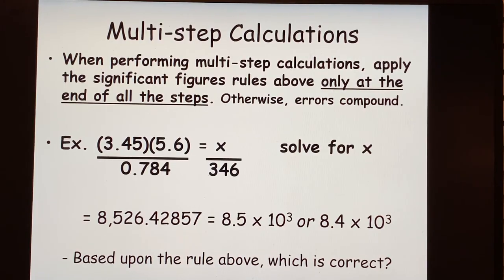But based upon the rule above, which value is the correct value? So had we done the calculations, like if we did 3.45 times 5.6 and then we rounded to 2 sig figs because 5.6 is 2 sig figs, and then we divided or cross multiplied by 346 and did it again, we would get one of these numbers wrong. Okay, do you understand what I'm saying? We would get the wrong number. But if we did it only at the end, we would get the right number.